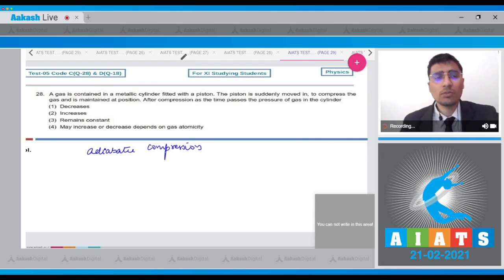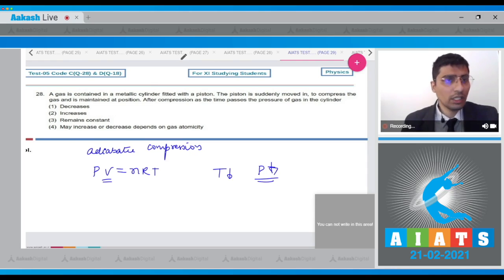the heat will be released from the cylinder and the temperature will decrease, as we know that PV is equal to nRT. As V is constant, a loss in T, that is a decrease in T, will lead to a decrease in P as well. Therefore the pressure will decrease. Meaning for this question the correct answer is option number 1.